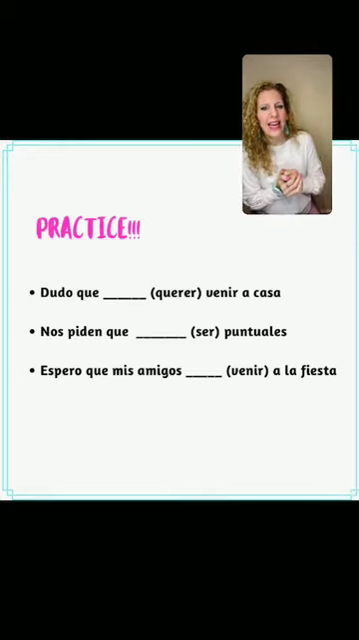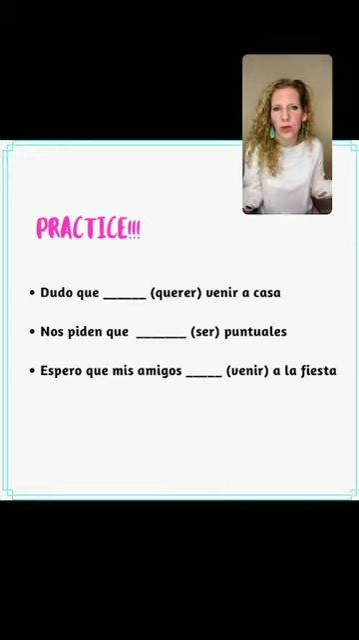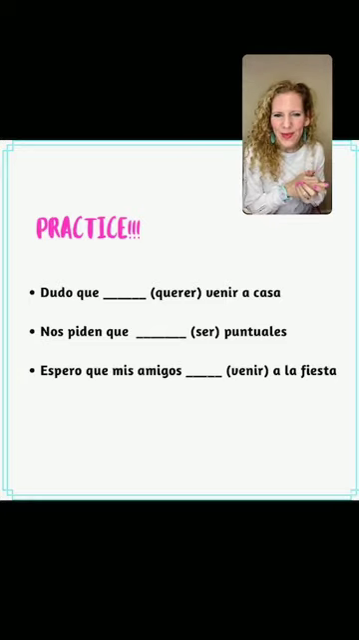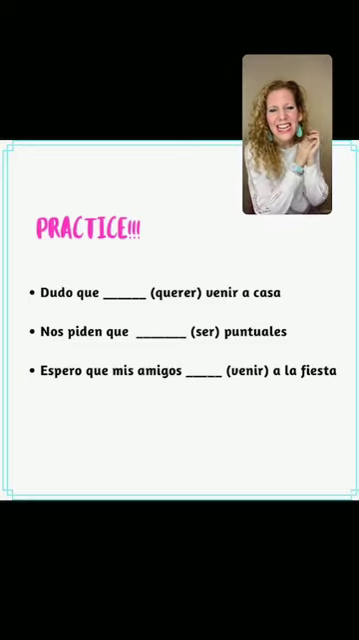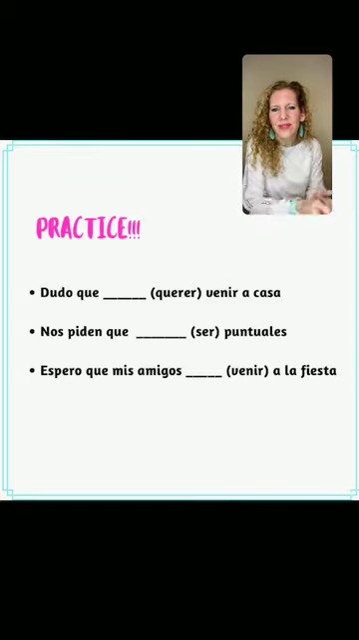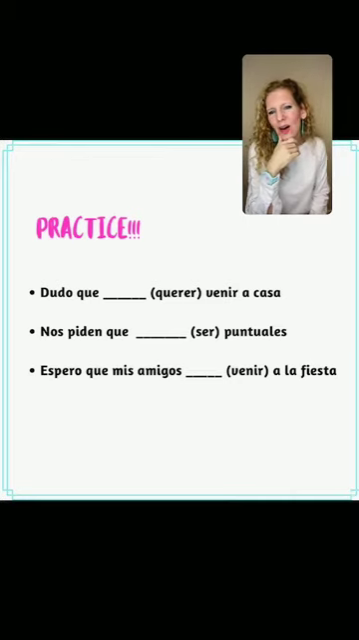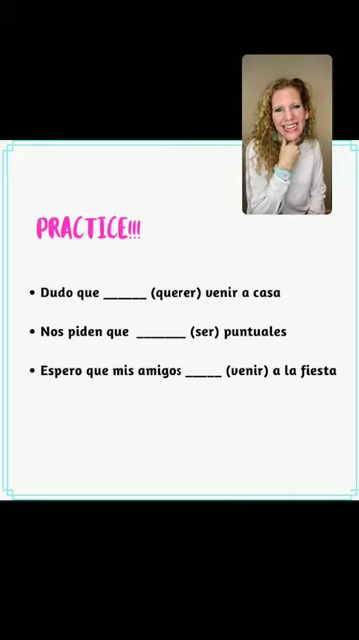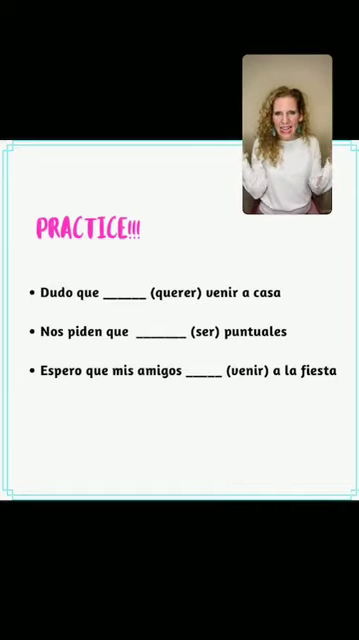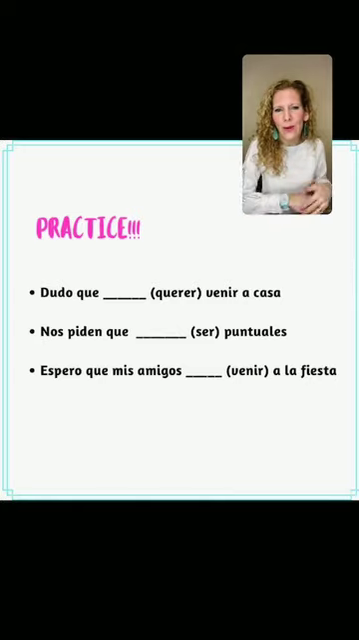Dudo que venir a casa. And here you can choose whatever subject you want, okay? Thank you for the thoughts. So, dudo que, for example, if you want, we can say él. Dudo que él venir a casa. What do you think? ¿Dudo que él quiere venir a casa o dudo de él quiera venir a casa? We can do this. We know how to say this. Dudo que quiera venir a casa. Muy bien. Perfecto.